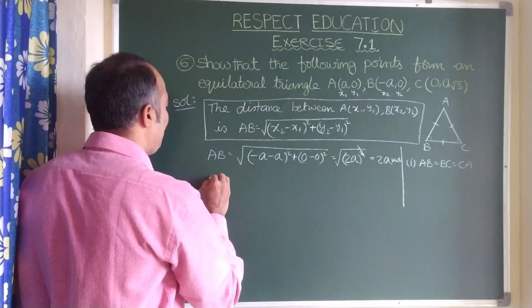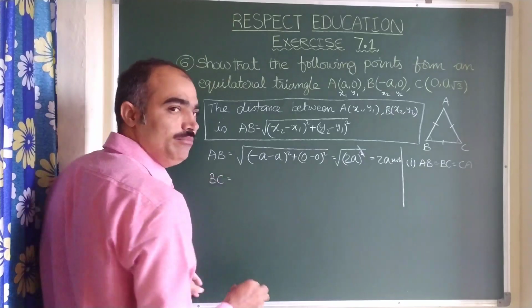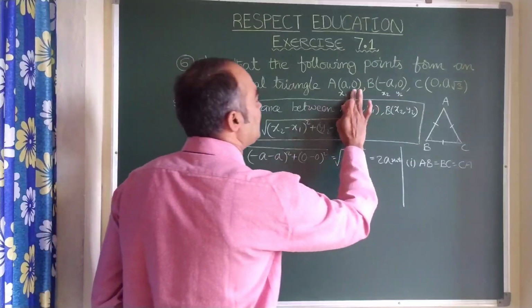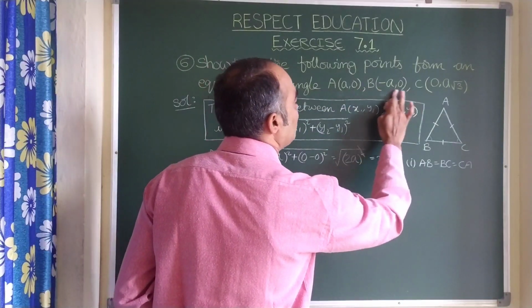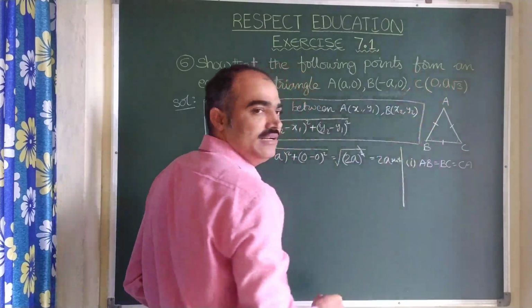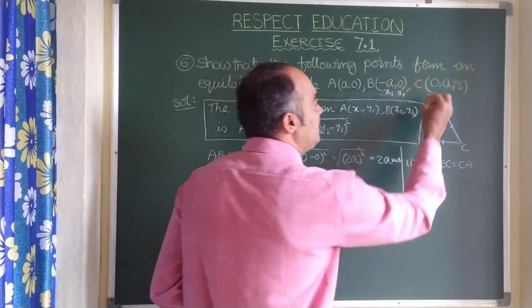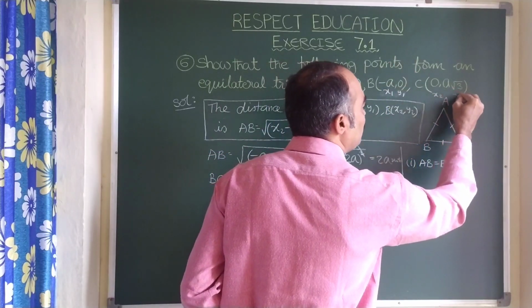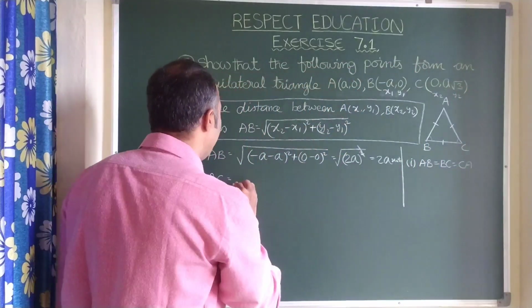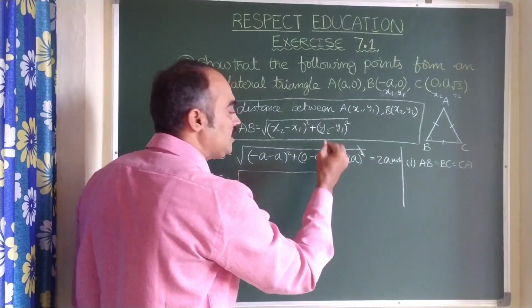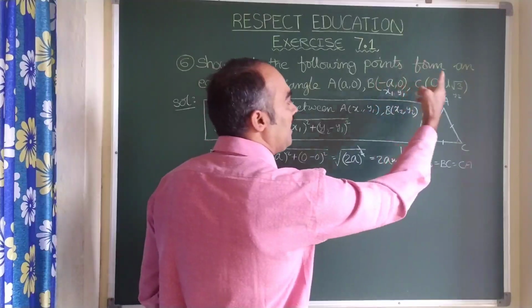Now here BC means the distance between B and C. So let us change these values. Now we are taking B and C. Here I am taking B as (x1, y1) and C as (x2, y2). Now let us apply the same distance formula for B and C.